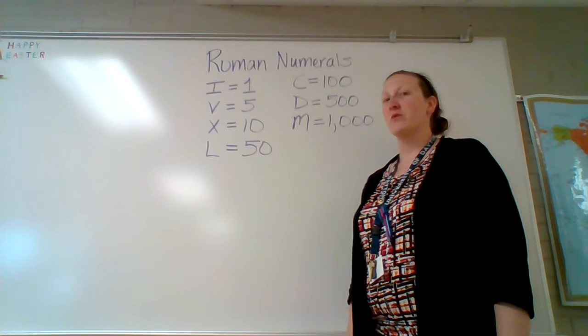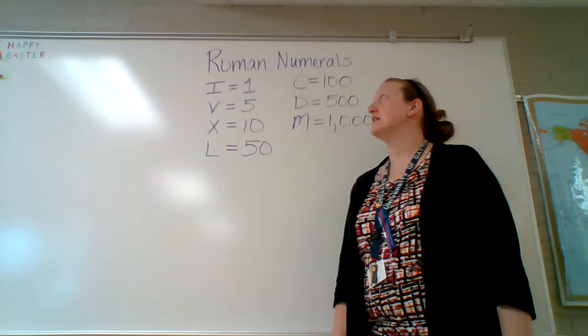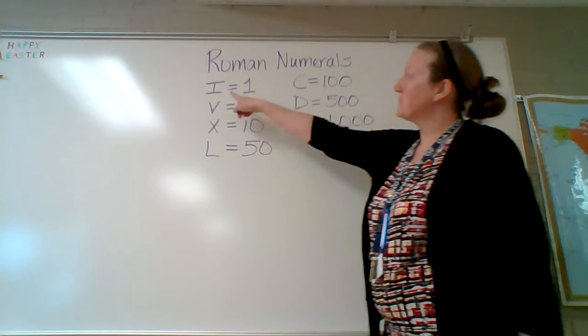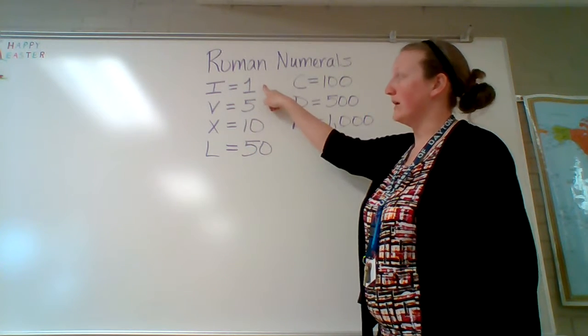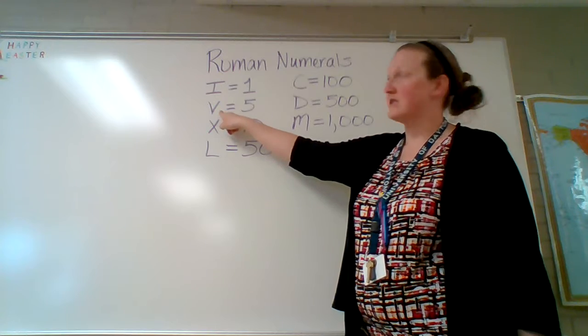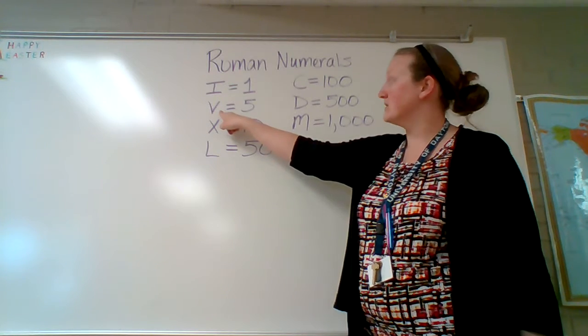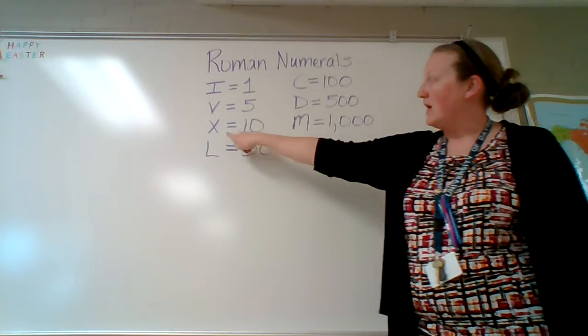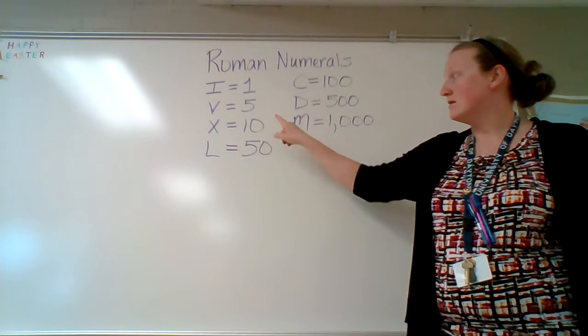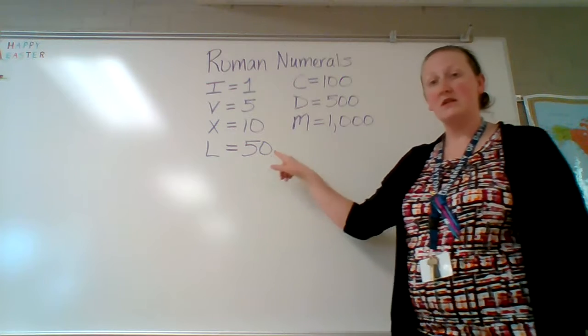Hi, today we're talking about Roman numerals, which are still used today. So first we have our letter I, which equals the number 1. And then the next Roman numeral that was used is the letter V, which represents the number 5. X equals 10. L equals 50.